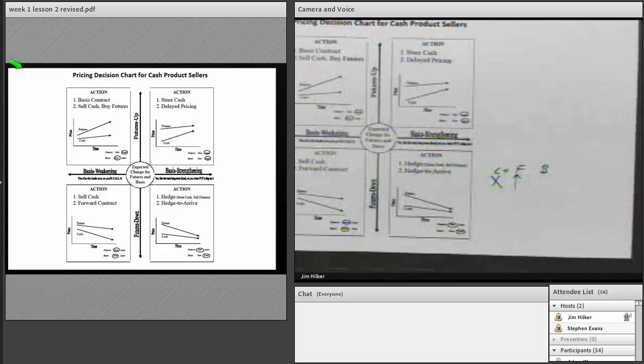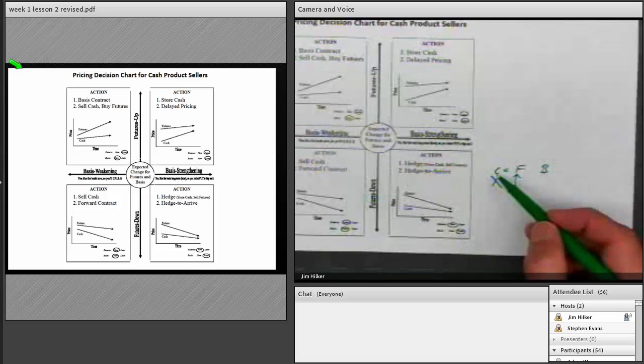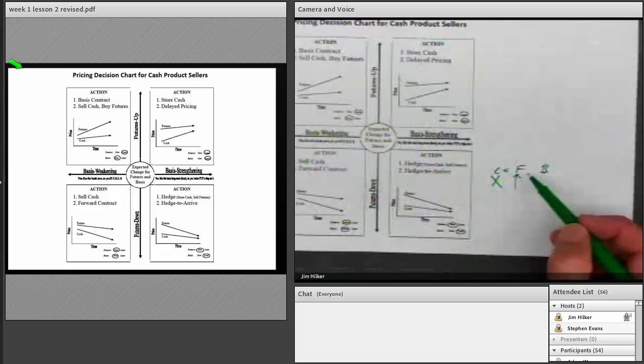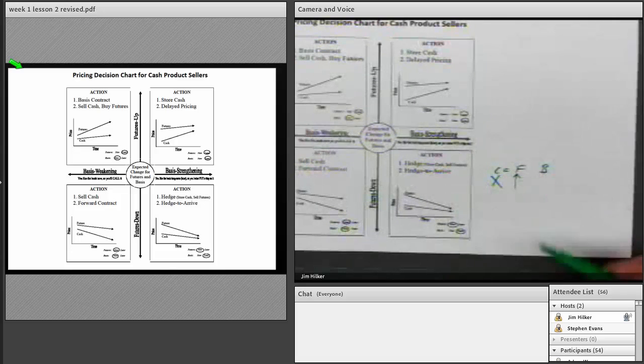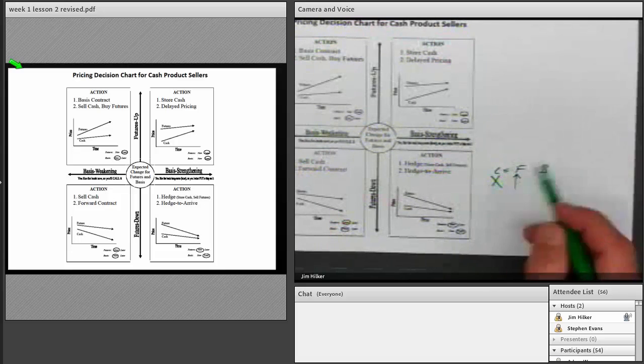When I put on one half, I don't mean half the time, I mean one of the two decisions. By hedging, I'm holding on to my cash, which is made up of futures and basis. I've only locked in the futures portion, so I don't lock in the basis either.